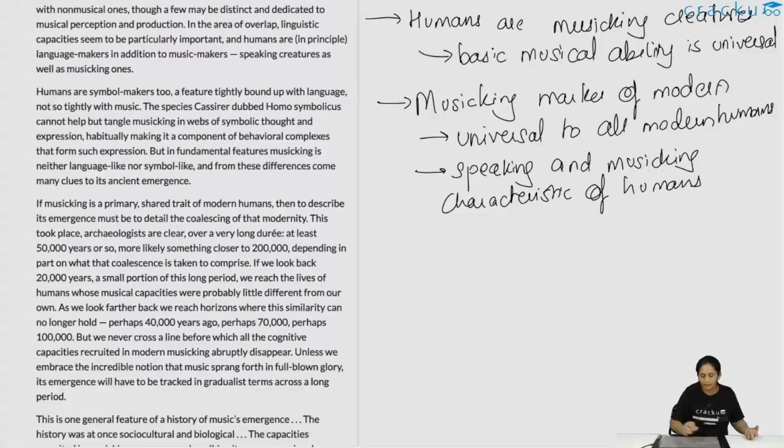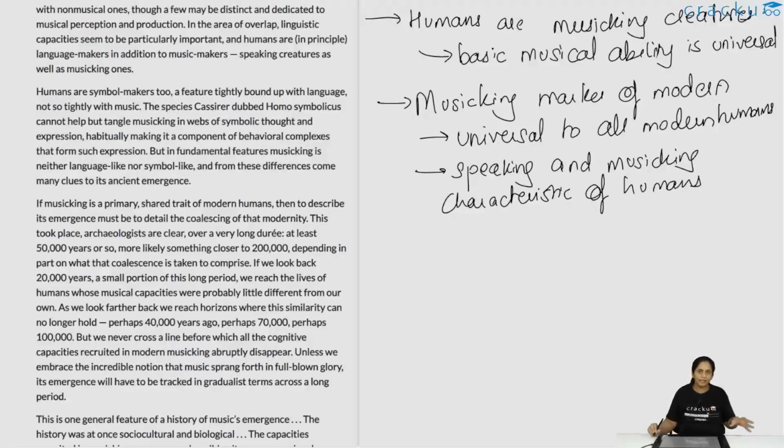Humans are symbol makers, a feature tightly bound up with language, not so tightly with music. The species, dubbed Homo symbolicus, cannot help but tangle musicking in webs of symbolic thought and expression, habitually making it a component of behavioral complexes that form such expressions. But in fundamental terms, music is neither language-like nor symbol-like, and from these differences come many clues to its ancient emergence.